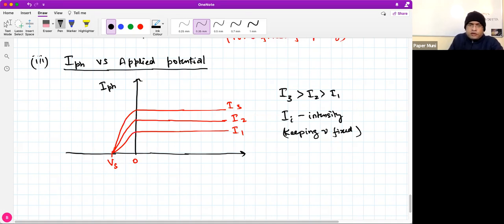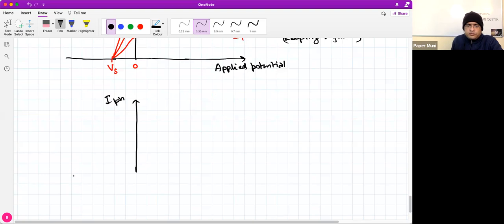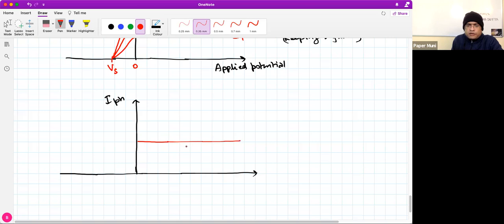Now, this is the applied potential axis. Now, let's see another graph. If we plot I_PH versus applied potential, another graph, where we change the frequency while keeping the number of photons fixed. So what happens in this case? We'll keep the number of photons fixed, so that keeps the maximum photocurrent fixed.